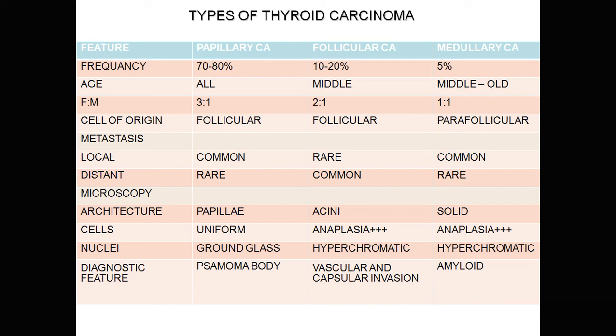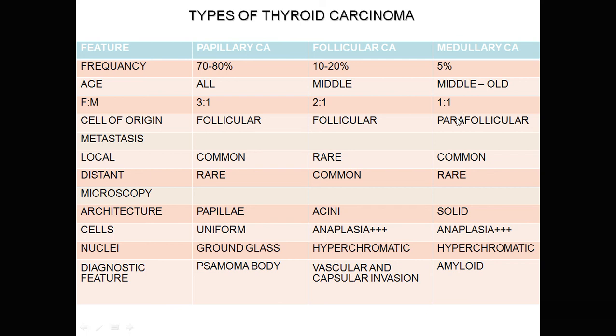While in follicular carcinoma, the cell origin is follicular, and distant metastasis through the hematogenous route is common, while in papillary carcinoma, the metastasis into the cervical lymph node is common. So here the architecture is acini formation and the cell nuclei are hyperchromatic, and the characteristic feature is the blood vessel, vascular and capsular invasion, which is the cardinal feature to diagnose follicular carcinoma and to differentiate between follicular carcinoma and follicular adenoma. In follicular adenoma, there won't be any capsular and vascular invasion, so it is a solitary nodule.